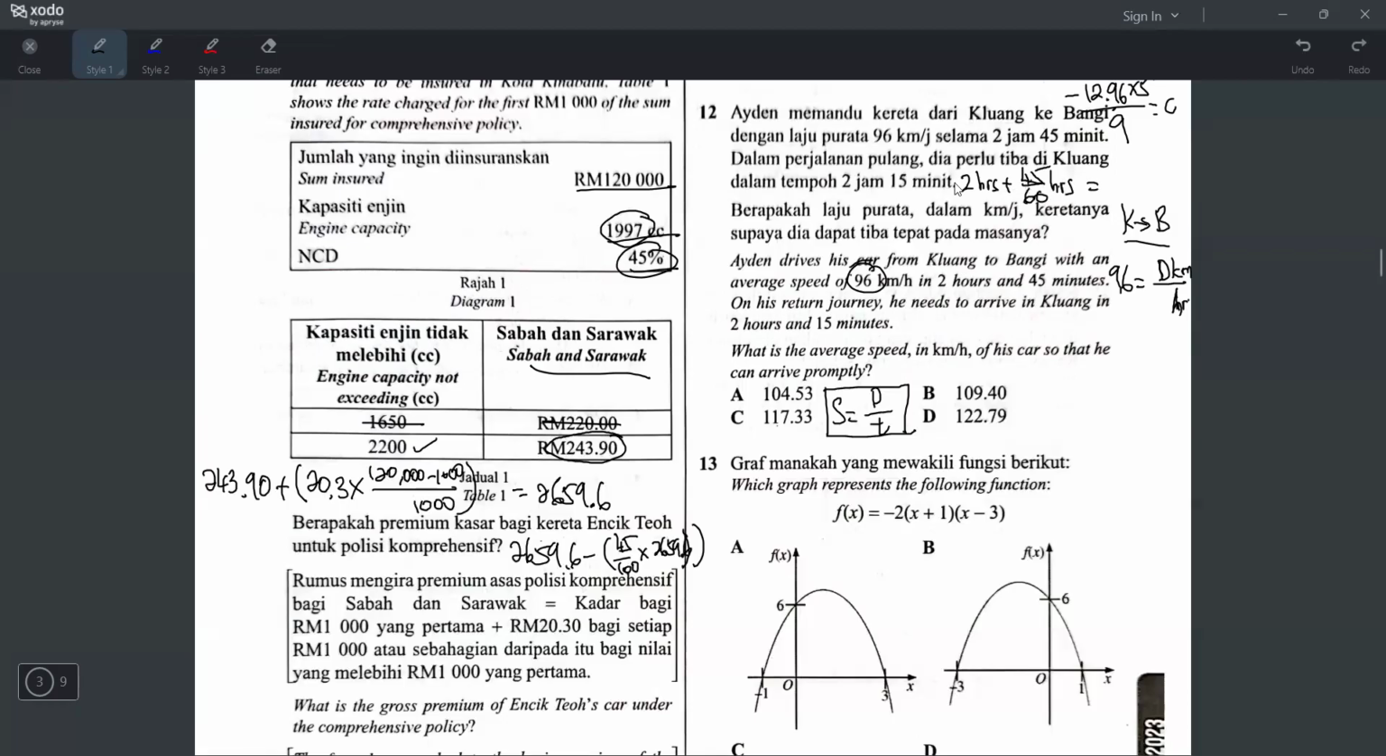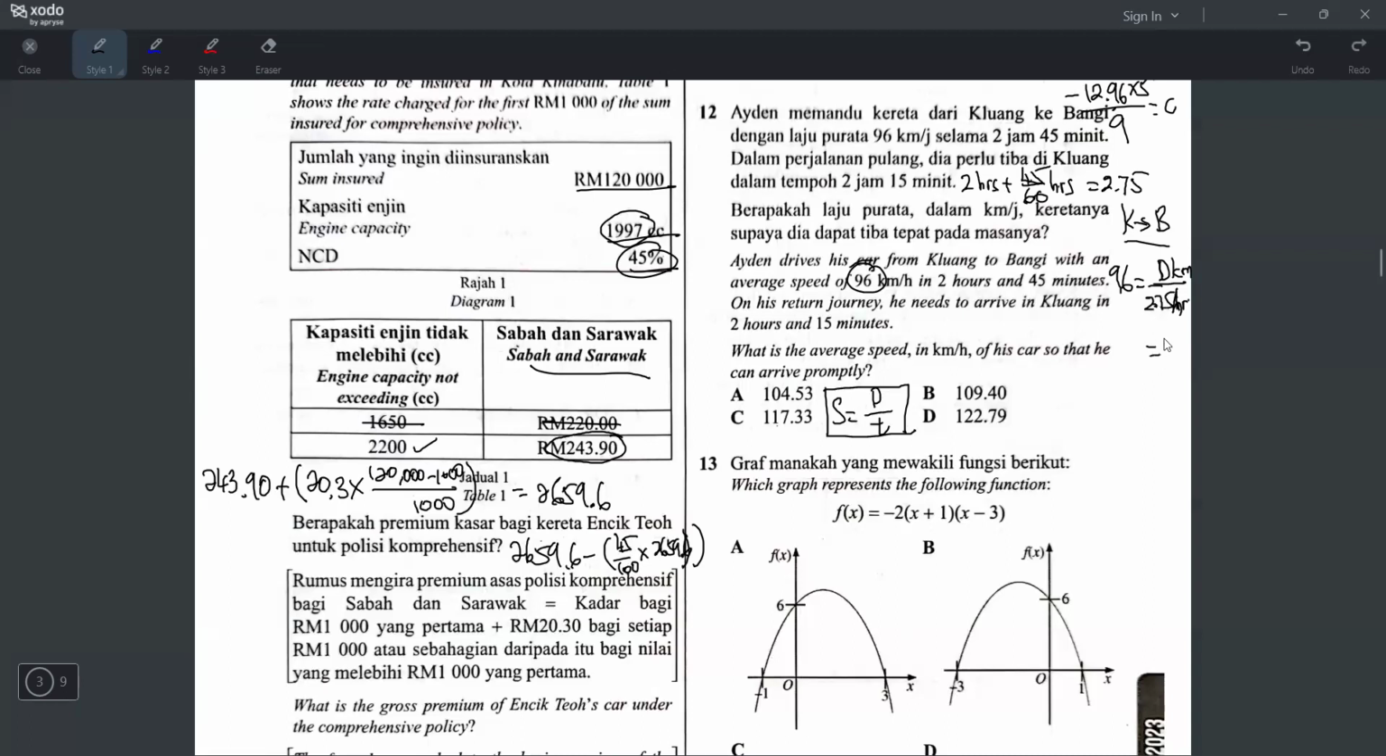So now I will press this. 2 plus 45 divide 60. Okay, so let me press. My calculator gives me 2.75. It turns out it is 2.75 hours. Okay. Yeah, so this is the value. So you will write 2.75 here.